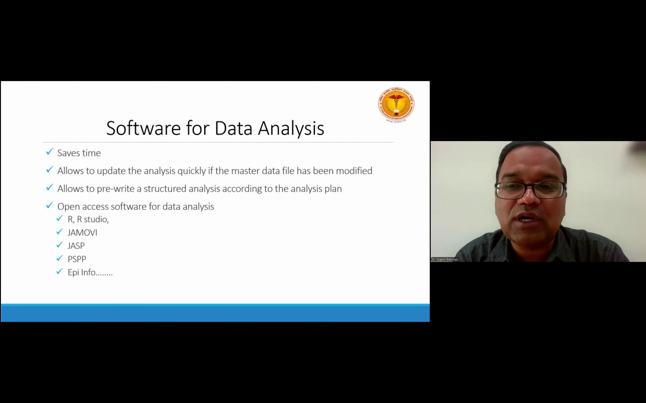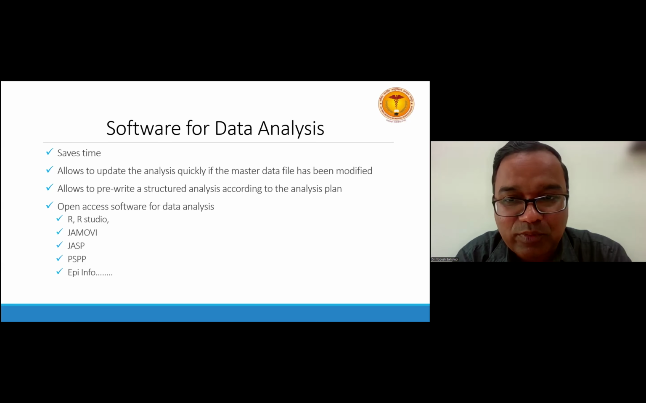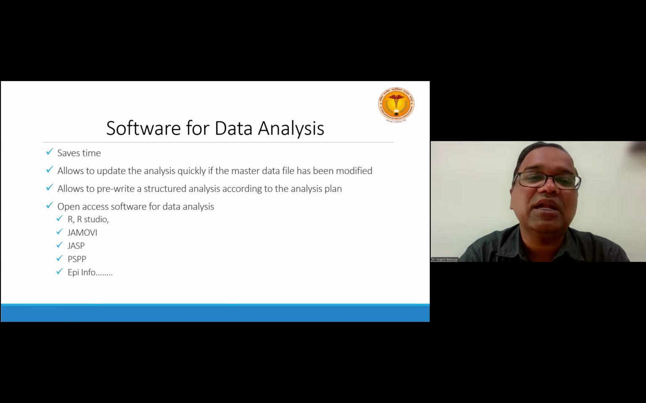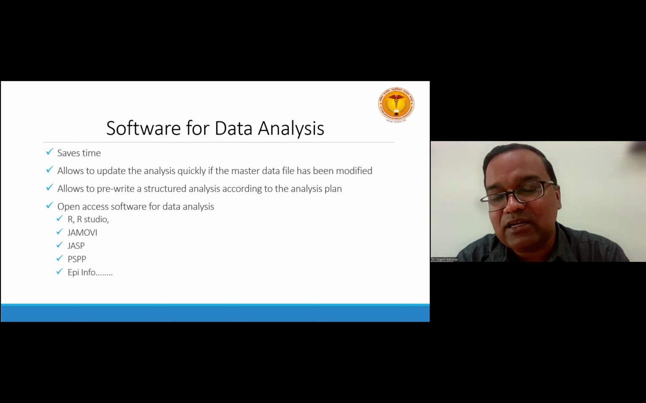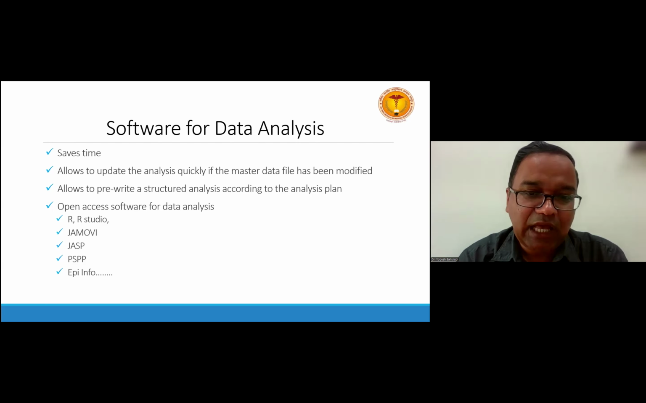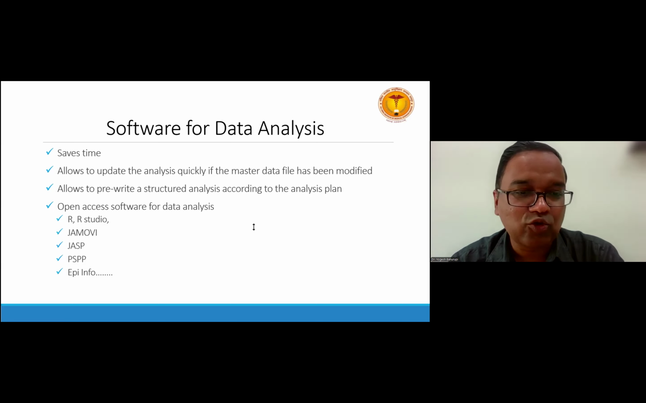Another thing is, if there's a project going on, you have done the master data analysis as an interim analysis, and now some data has changed over a period of time, you need not do the data analysis process again. It also helps you write a structured analysis according to the analysis plan, which won't be haphazard in nature. I have just listed some software which are open access and freely available. You may have a look at them, and this is an endless list. I've just listed some very basic software.